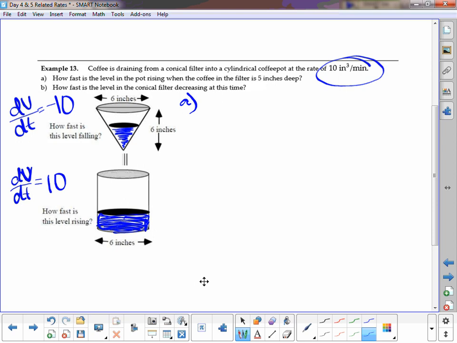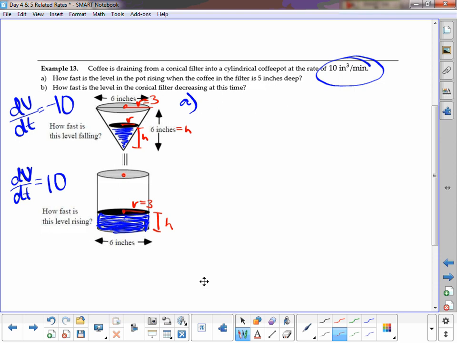Alright, I'm going to go ahead and clean this up a little bit. I don't really care about diameter. I prefer radius. And down here, radius 3. Our height is changing. Our radius here is 3, but for my coffee in the coffee filter, my radius will be changing. And my height here is 6. Like this height is changing.